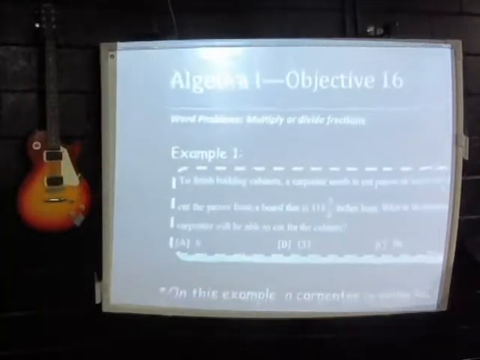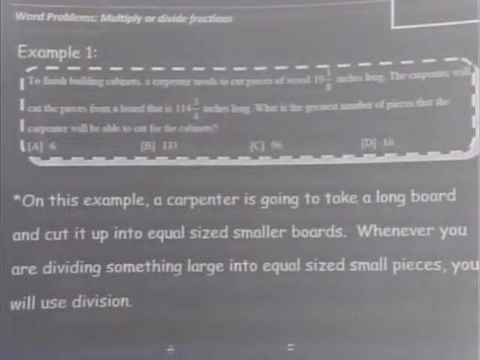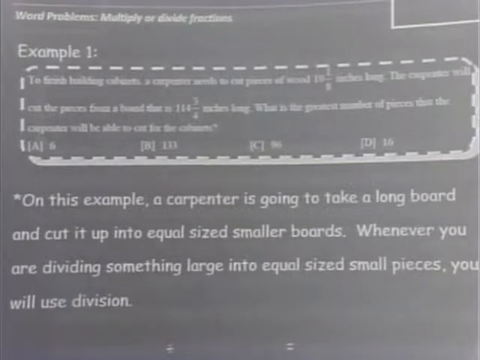Let's look at the situation. If we read it, it says, to finish building cabinets, a carpenter needs to cut pieces of wood that are 19 1/8 inches long. The carpenter is going to cut the pieces from a board that is 114 3/4 inches long. What is the greatest number of pieces that the carpenter will be able to cut for the cabinets?